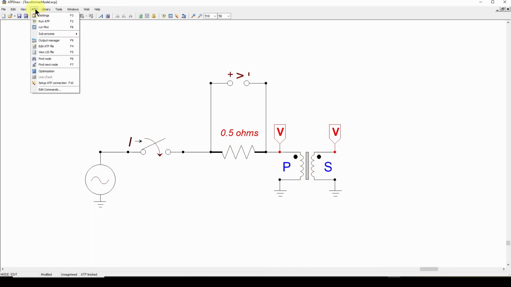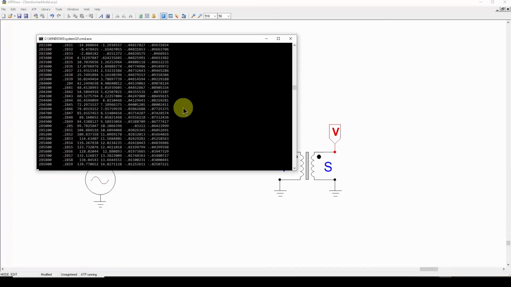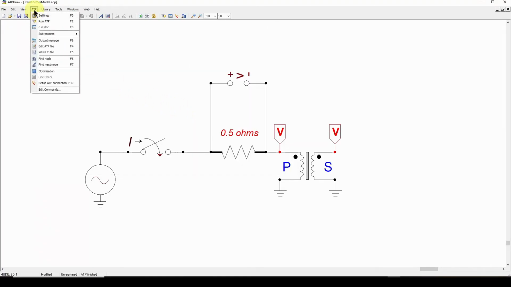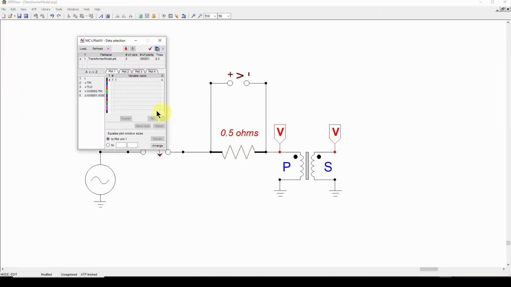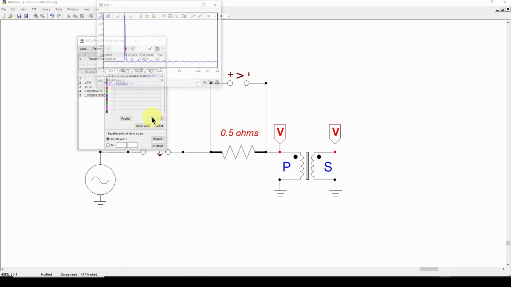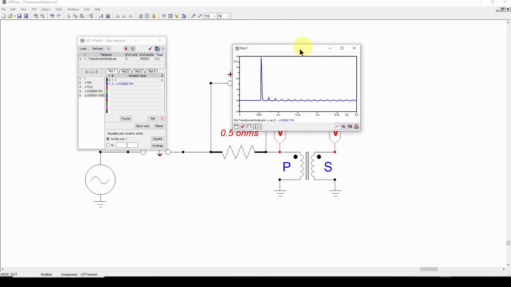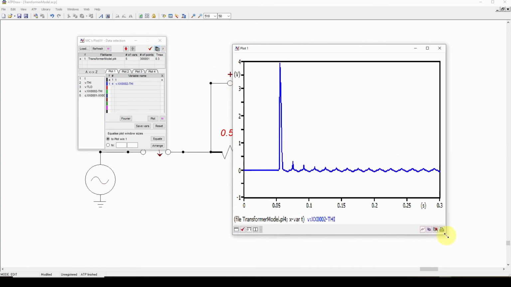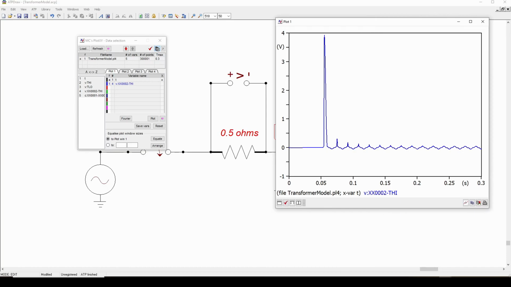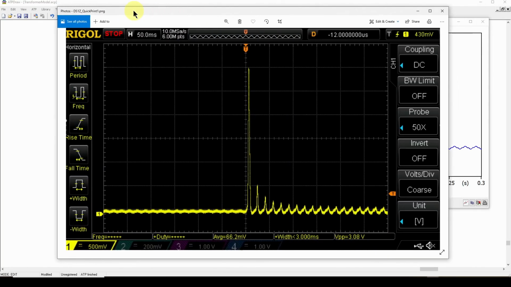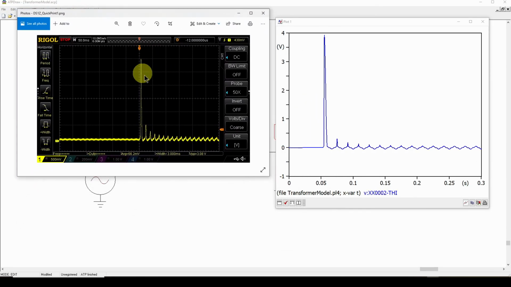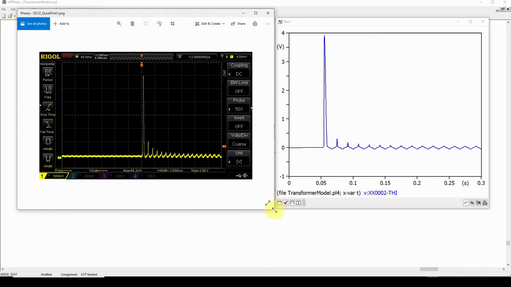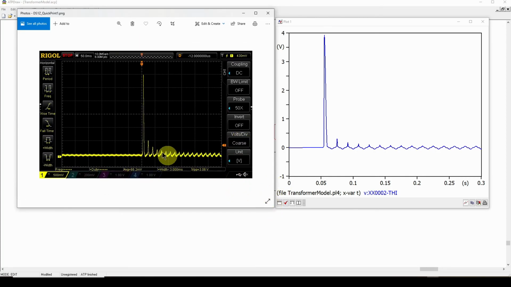I'm going to run this using the run command, and it runs the time step. Now I'm going to plot the results, and I'm going to choose the voltage across this 0.5 ohm resistor, and plot it. You can see I've got a result that looks quite a bit like what we got on the scope last time. And here's what we got on the scope last time. You can see we've got this initial peak, which we recall was limited by the 20 ohm resistance of the winding, and it drops off very quickly.